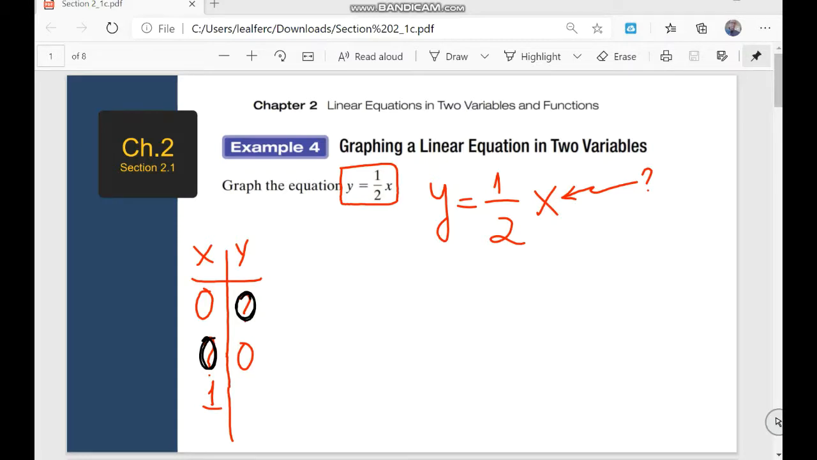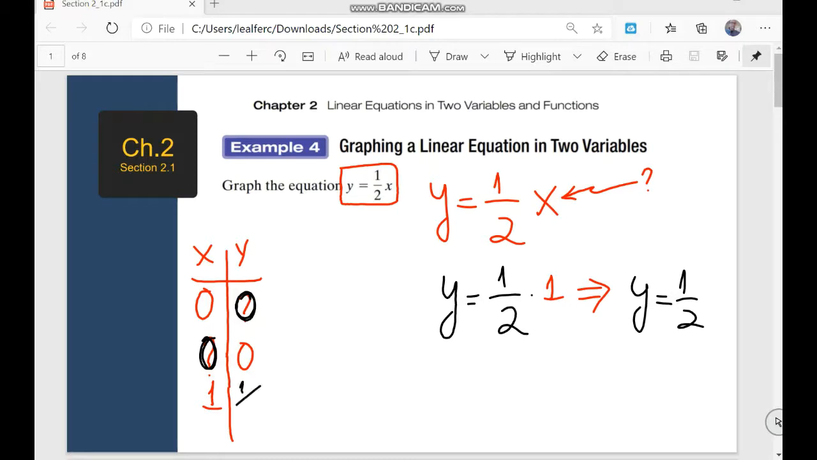I'm going to calculate here. Y equals 1/2 times 1. That means y equals 1/2, half. And now I have another point. I have point 1 and 1/2.